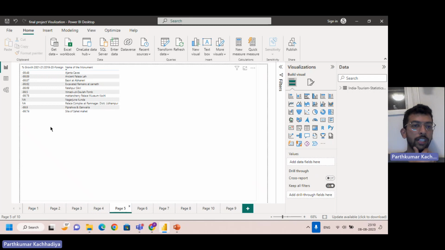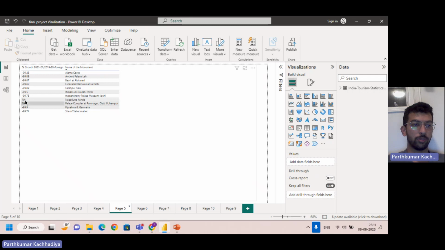And here is the growth rate, the growth rate in foreign tourists. We can see that in all of the places the growth rate has declined, for obvious reasons, because of the COVID pandemic in 2020. But I'm surprised that it's not declined that much, almost 99.48, so it's almost the same as the previous year for Ajanta Caves and Ancient Palace Leh, followed by Bawari at Ahambari, which is 99.87.